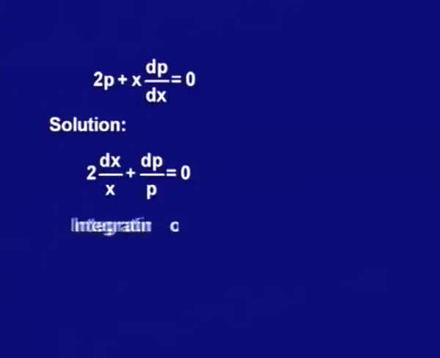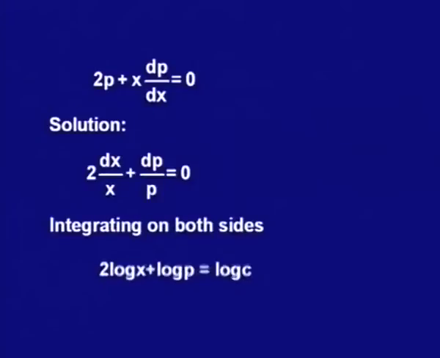If I integrate it on both the sides, I do get 2 log x, that is the integration of 1 by x, and integration of this as log p. This constant again I have written here as log c. You do understand that we write like this when we have to make the terms simpler. So, what we have got? We have got log x square p is equal to log c, or x square p is equal to c. So, this is the solution of the first equation.